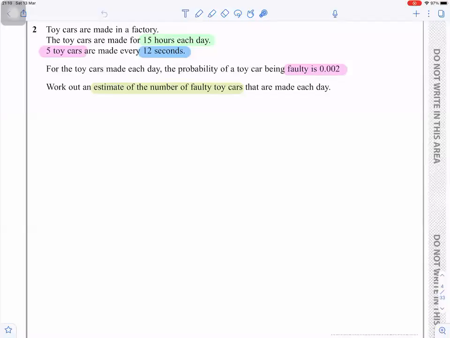Question number 2. Toy cars are made in a factory. The toy cars are made for 15 hours each day. 5 toy cars are made every 12 seconds. For the toy cars made each day, the probability of a toy car being faulty is 0.002. Work out an estimate of the number of faulty toy cars that are made each day.